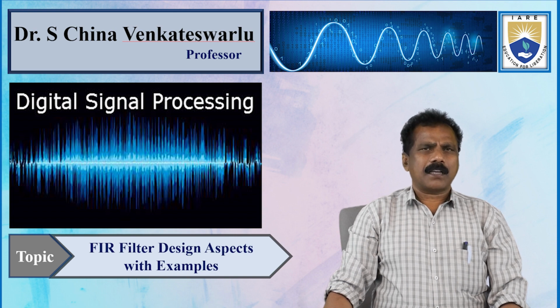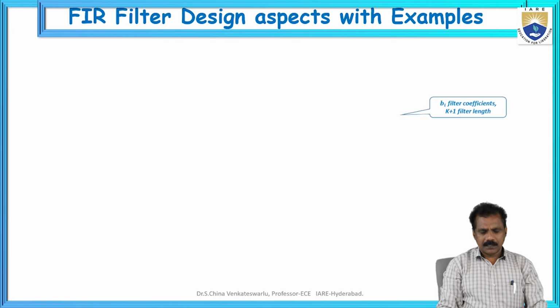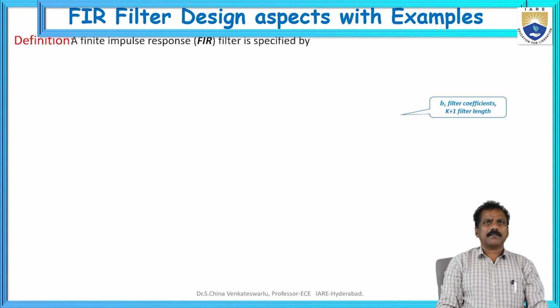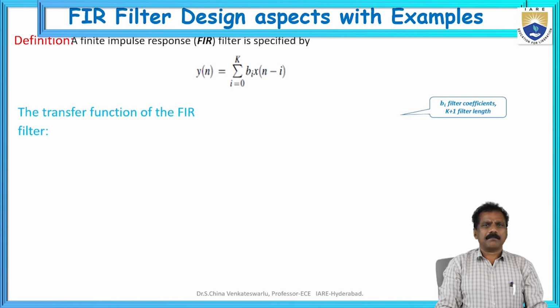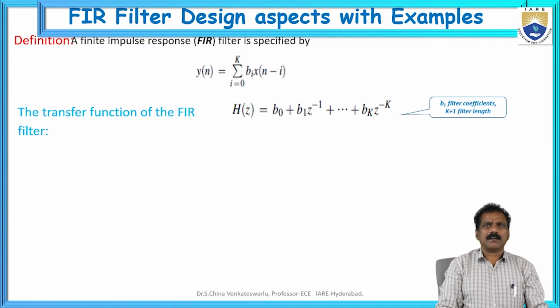Today we are discussing FIR filter design aspects with examples. By definition, a finite impulse response (FIR) filter is specified mathematically by y of n equal to the summation from i equals 0 to k of bi times x of n minus i. The transfer function of the FIR filter is H of z equal to b0 plus b1 z power minus 1 plus b2 z power minus 2 and so on, plus bk z power minus k, where bi are the filter coefficients and k plus 1 is the filter length.